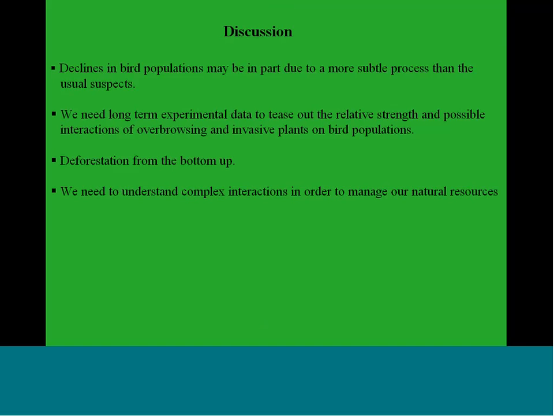And so normally the literature is filled with declining birds and increases in nest predation due to fragmentation, increases in cowbird parasitism, as well as loss of wintering grounds in the neotropics. But a more subtle process, such as an invader and an overabundant herbivore, can change certain aspects of the forest that could also compound these other problems for breeding songbirds. But to really understand what's going on in these forests, we need long-term experimental data to tease out the relative strength and possible interactions of overbrowsing and invasive plants on birds.